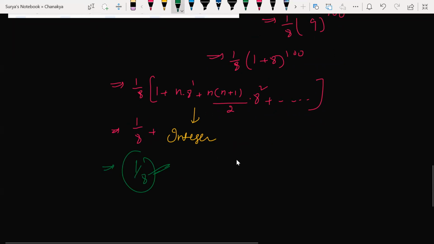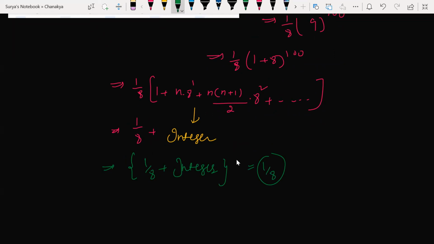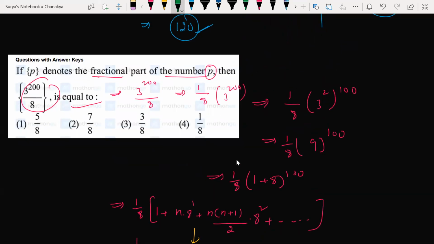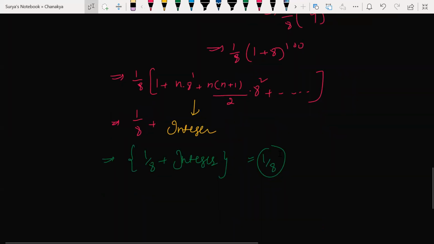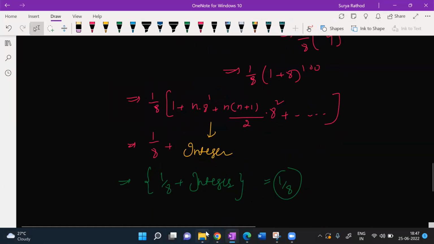1 by 8 is the answer. How 1 by 8? Like he has given in the set the braces, so we'll write that. So the answer is 1 by 8. Okay. So he only given that. Look at this here. If this denotes the fractional part of the number P, then this is equal to 1 by 8 only. Fractional part. Okay, guys. So that is how this type of question can be made in a simple way.